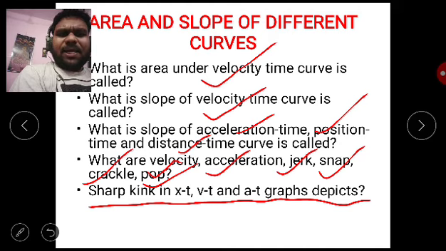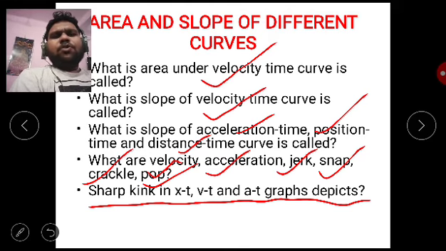So is it possible in the real world? No, it is not possible in the real world. So whenever we have a sharp kink in a position time, velocity time or acceleration time curve or graph, it means there is some problem in our estimation. It is not possible in our real world.